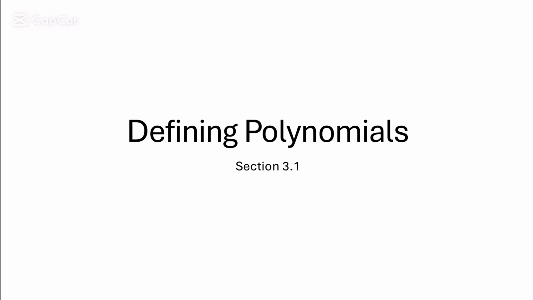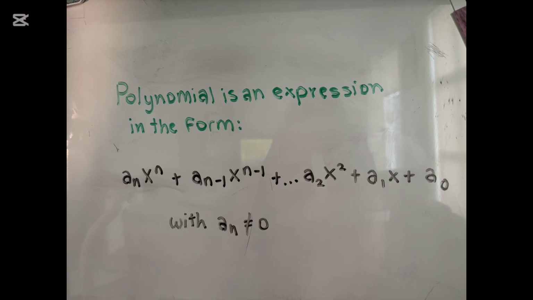Hey guys, so today we're going to be defining polynomials, specifically section 3.1 in our workbooks, so let's get right into it. We're first going to look at the standard form of a polynomial expression. The standard form of a polynomial expression means that it is written with the terms in a descending order of the exponents. This makes it easy to view and simplifies the expression.